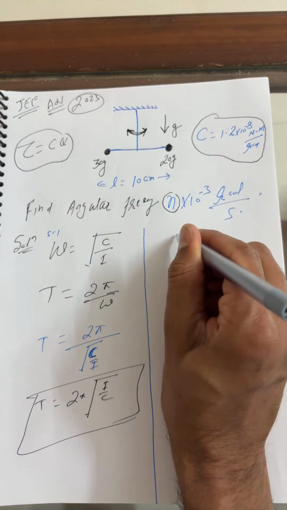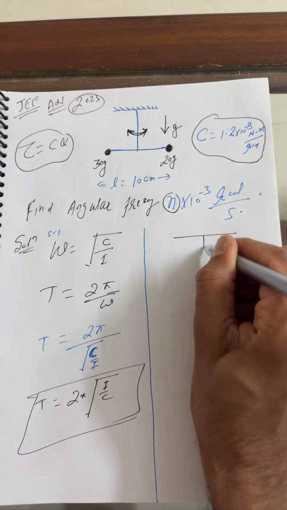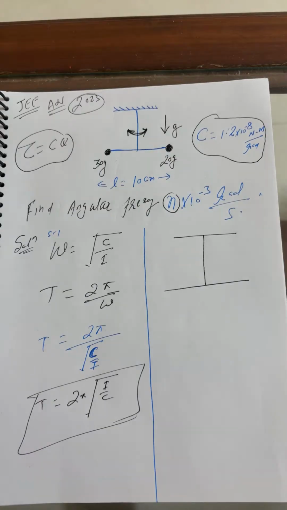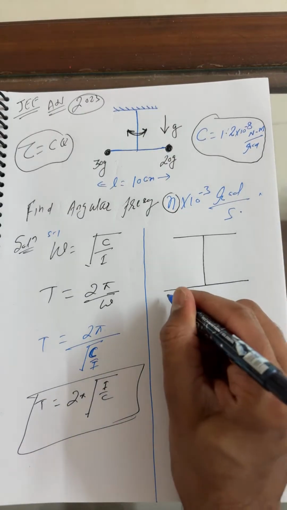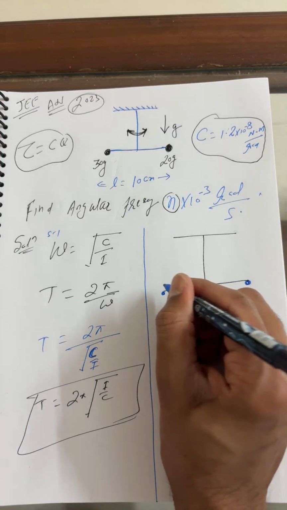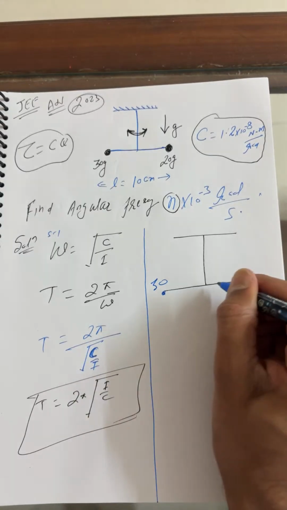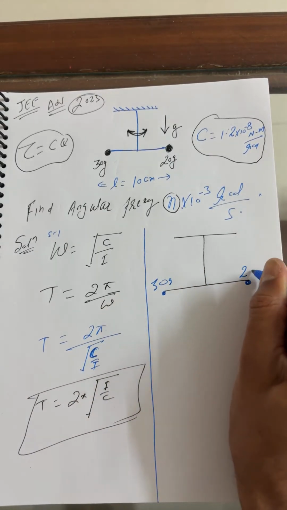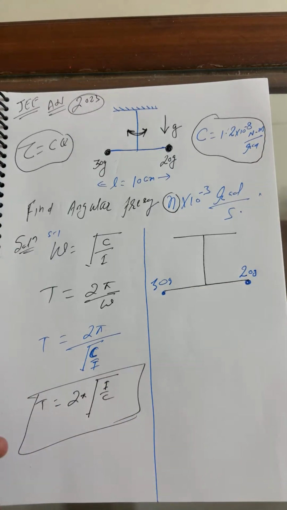I'll discuss this further in the questions. This is a task for all candidates: how can you find the masses of these? Here one is 30 gram, and the other is 20 gram, but I don't know that yet.